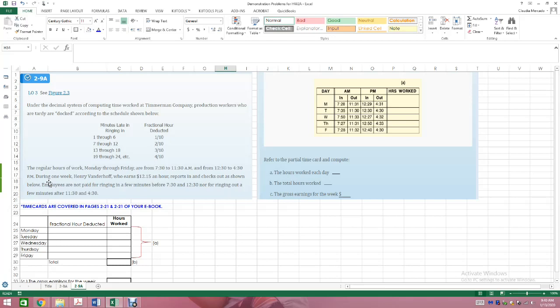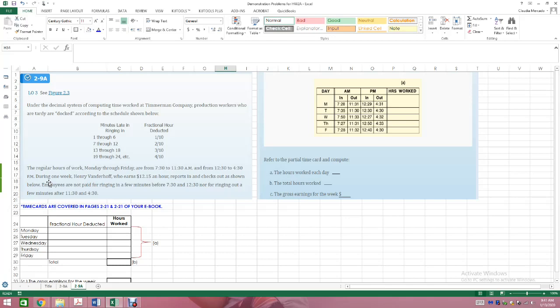Now, these employees' regular hours of work are from Monday through Friday, from 7:30 to 11:30 a.m., so that's 4 hours, and from 12:30 to 4:30 p.m., that's another 4 hours. So they are going to be working 8 hours. They have a 1 hour unpaid lunch from 11:30 to 12:30. So the amount of hours they should be working on average per day is 8 hours.